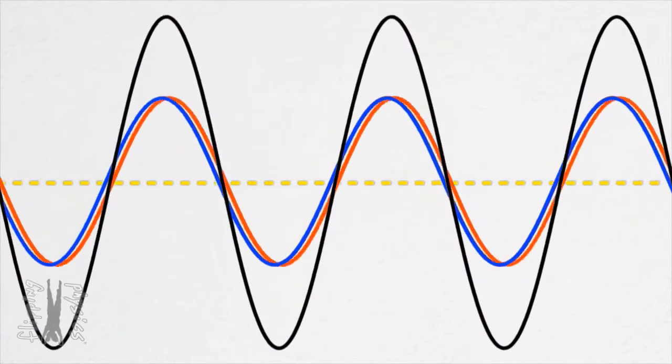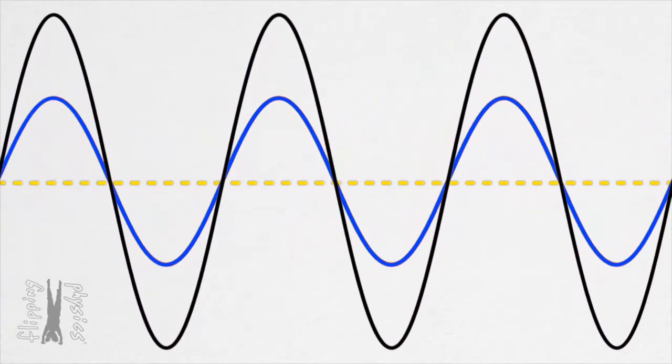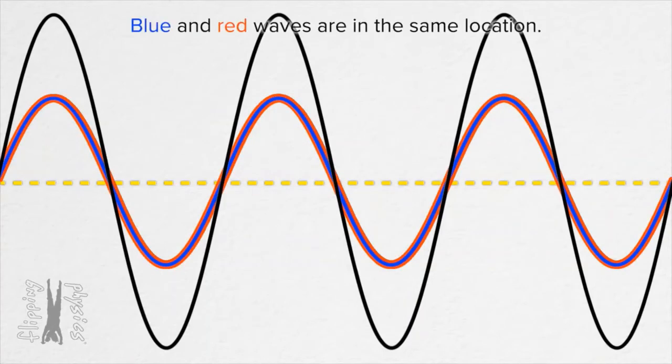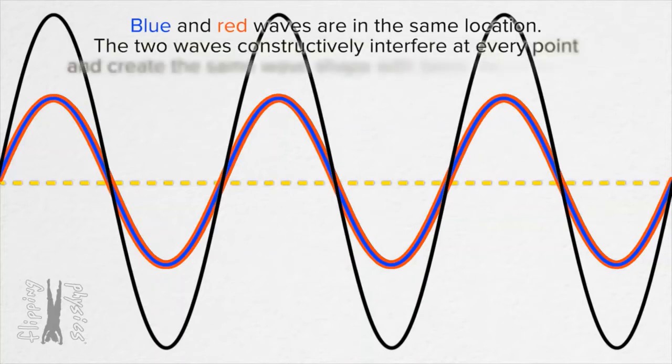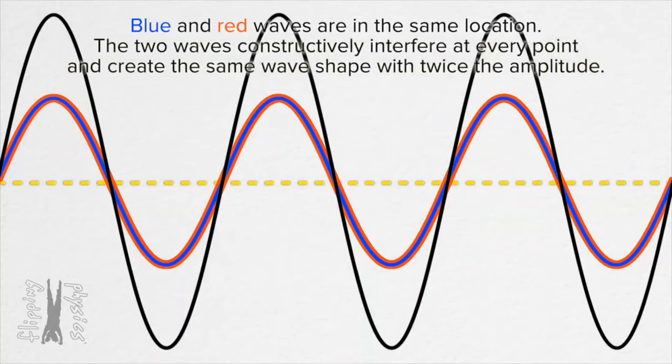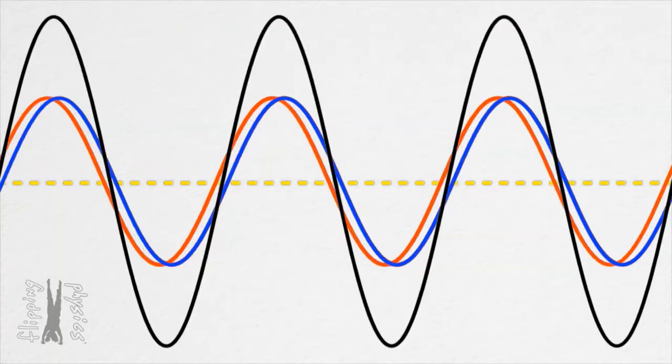And Bobby, what do you see when we pause the animation here? Well, the red wave is in the same location as the blue wave, right? Correct. Then the two waves constructively interfere with one another and create the same wave shape as the red and blue waves, only with twice the amplitude, right? That is correct, Bobby. At this moment, both waves constructively interfere with one another and create the standing wave with twice the amplitude.